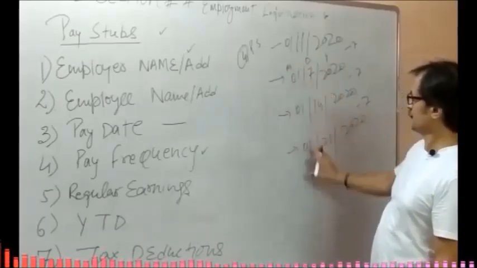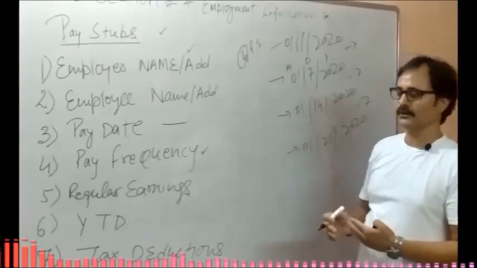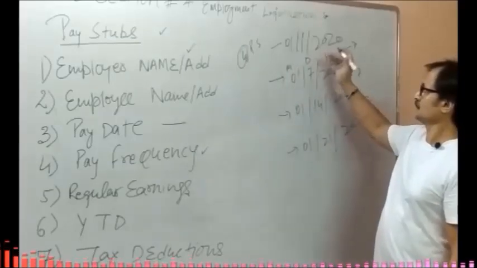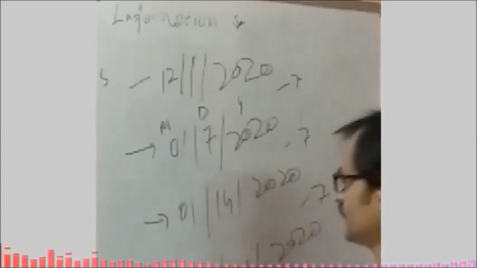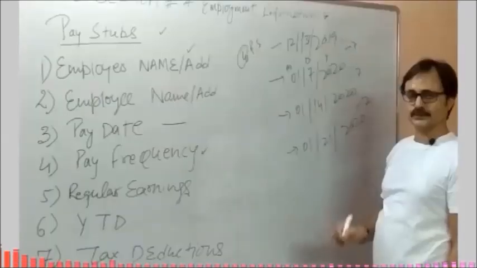The pay date is showing it's weekly. The borrower is being paid weekly. How did I get to know? The first pay stub was showing the date the borrower was paid, maybe 12/31/19. After 7 days he was paid. After 7 days again he got a pay stub. After 7 days he got a pay stub.